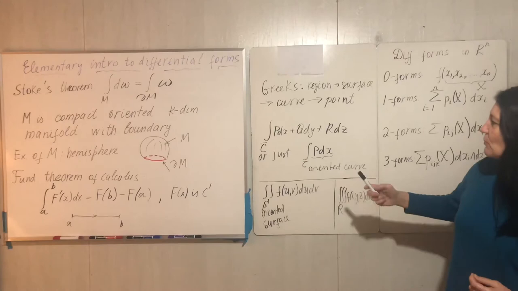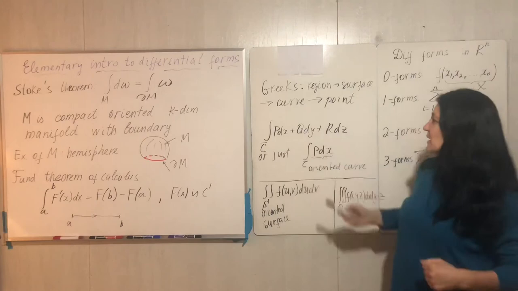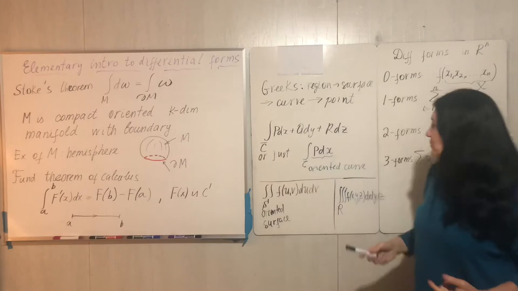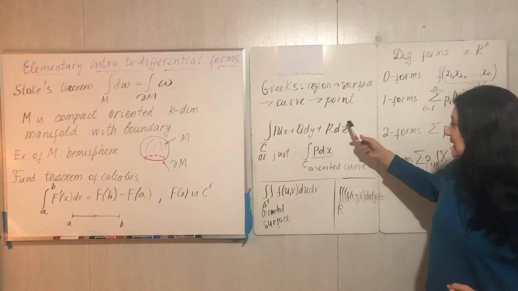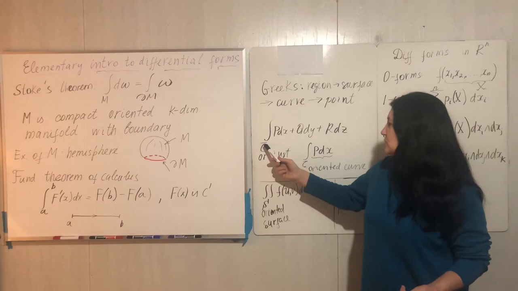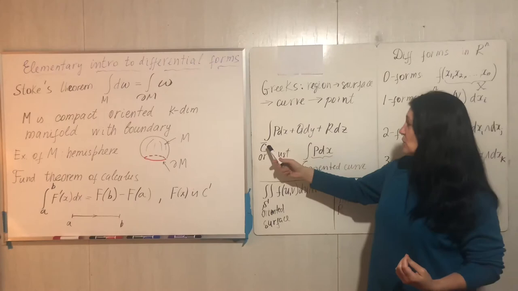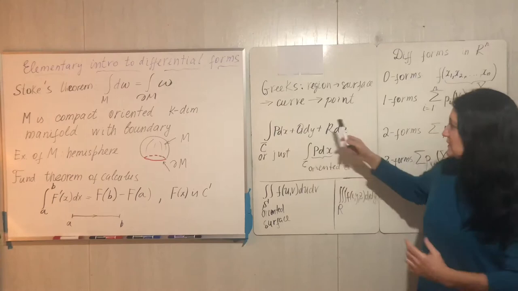Then we've also seen in calculus one-dimensional integrals. Integral along an oriented curve of this form, or just the simplest integrals of P dx. We can think of what we have inside as a rule that assigns to some curve a number, right? Now we can change curves and think of this as a rule that assigns numbers to different curves.